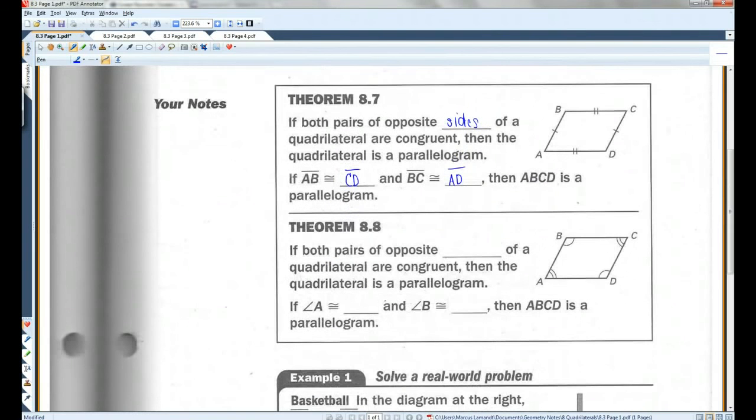Also, if both pairs of opposite angles of a quadrilateral are congruent, then the quadrilateral is a parallelogram. So in this case, if angle A is congruent to angle C and angle B is congruent to angle D, then you know it's a parallelogram.